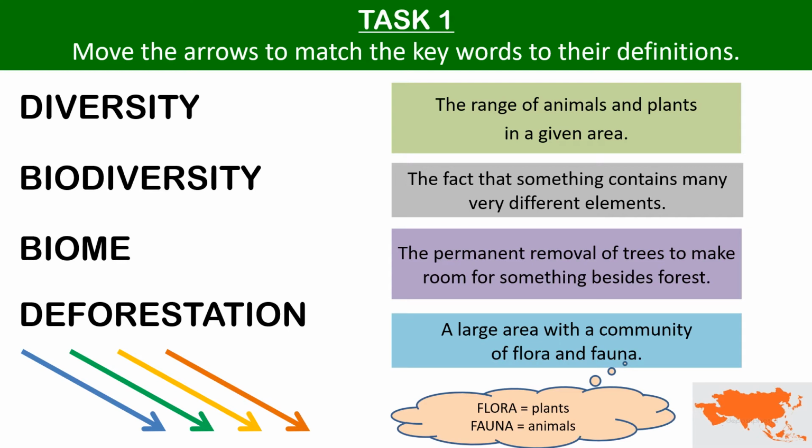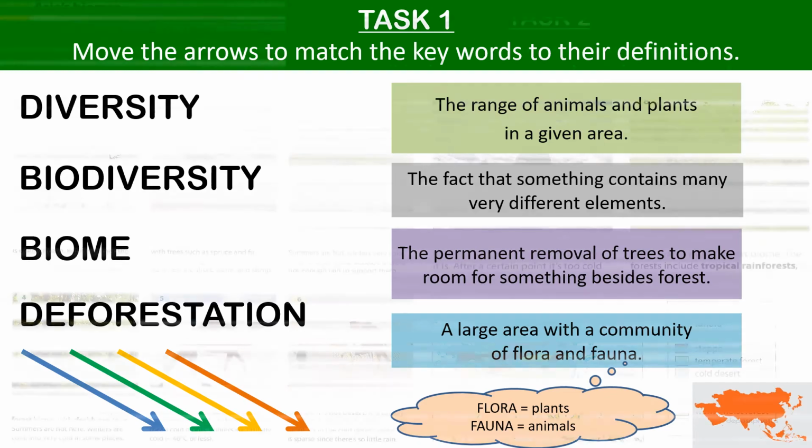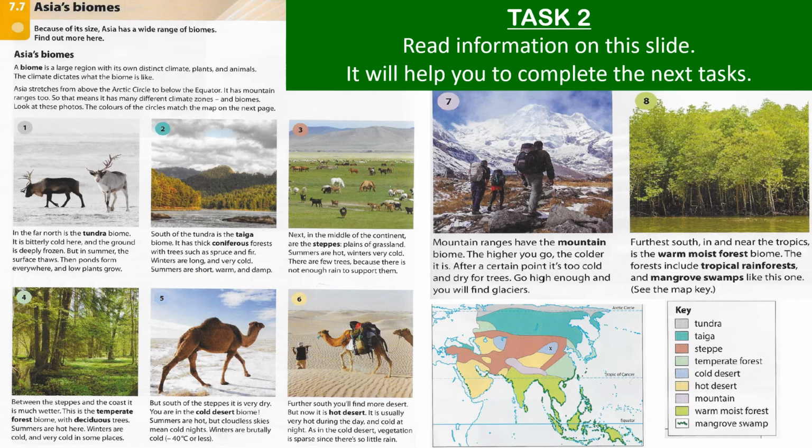So our trees, our rainforests are cut down all over the world for very many different reasons, which we will look at in some more detail over the next few slides. So task number 2, I want you to read through the information on this slide, and it is taking you through Asia's biomes. Okay, so we have a map here to the right of the slide and the different types of biomes that we find in Asia, our largest continent in the world.